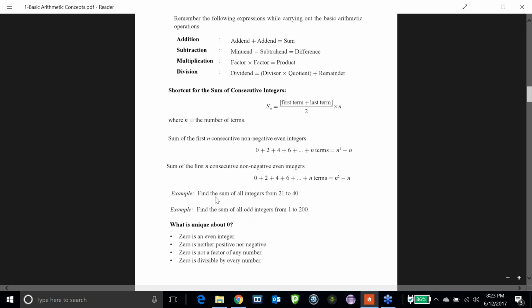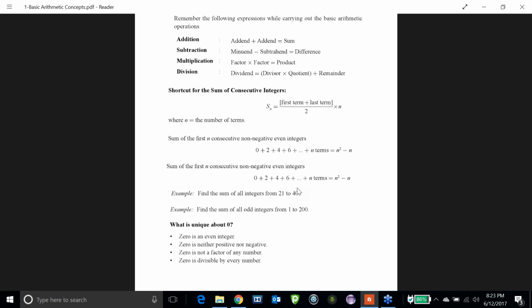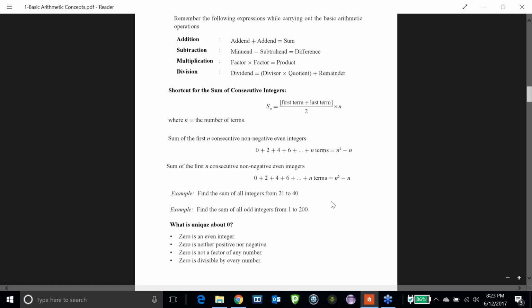First, I want to give you an example: find the sum of all integers in between 20 and 40. So what I am doing, S20 is equal to, I want you to note it down with your pen and paper. S20 is equal to, what is the first term in it after 20? It is 21.